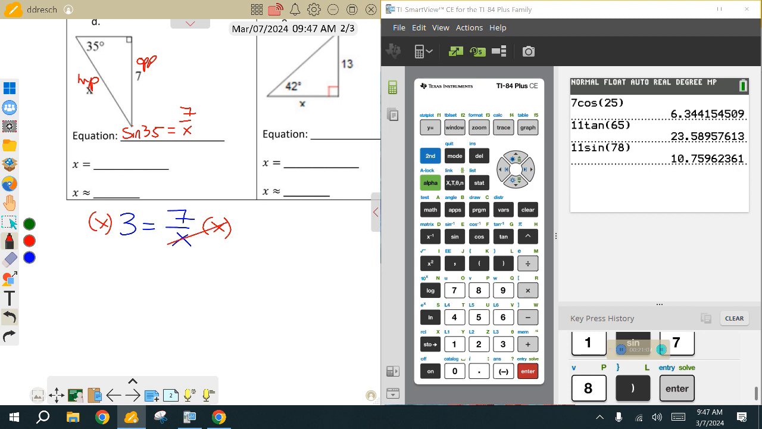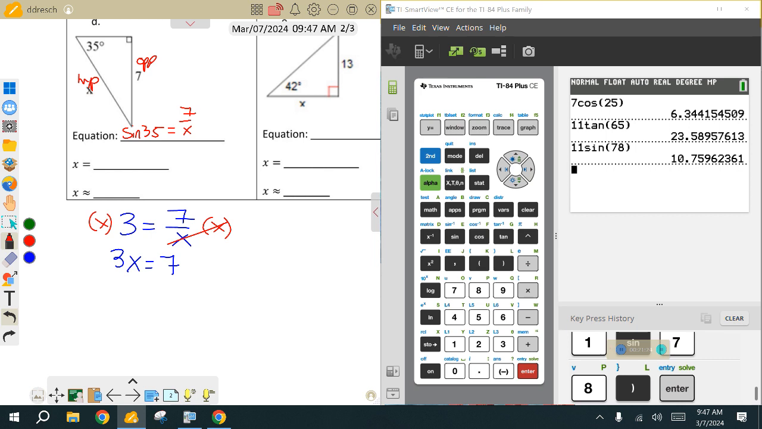Cancel out. And what we've done is we moved them out of the denominator here and moved it to the other side, up in the numerator, right? So what we have now is what? 3x equals 7. We can work with this now. We've seen this before, right? How do we solve for x now?